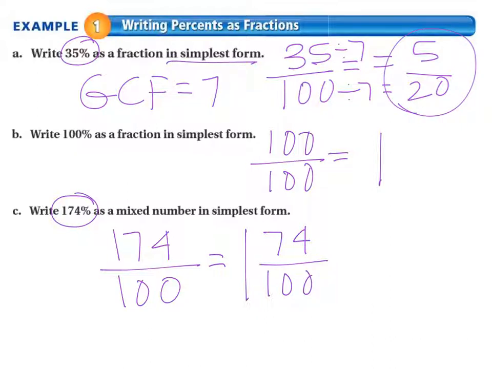And now in simplest form, I need to find a factor that goes into both 74 and 100. And the only factor that goes into both of those is 2. I have to still keep the 1 there. 74 divided by 2 is 37, and 100 divided by 2 is 50.